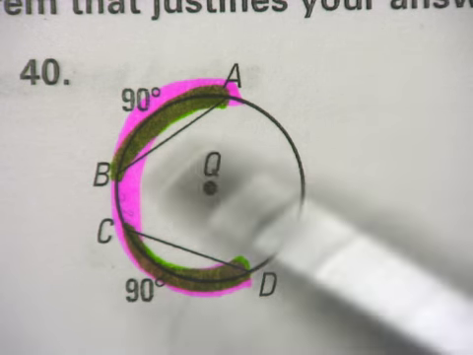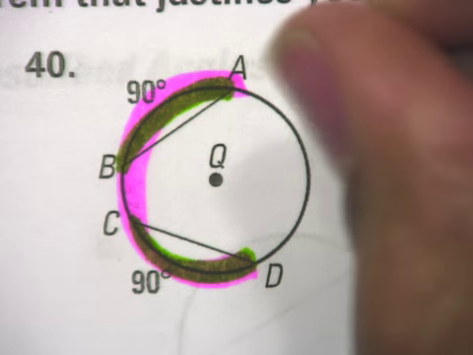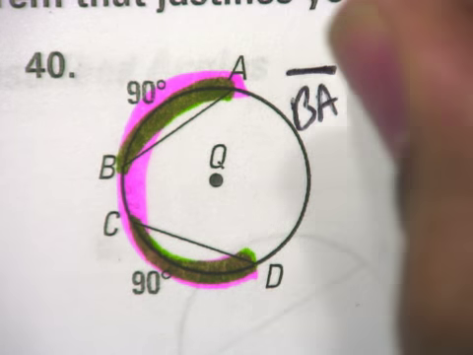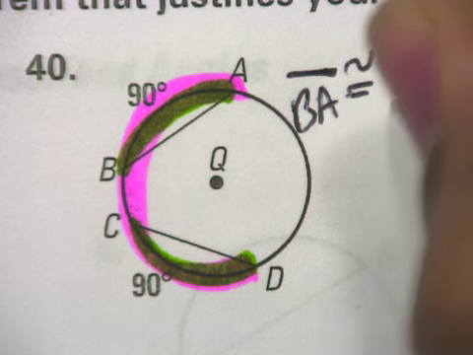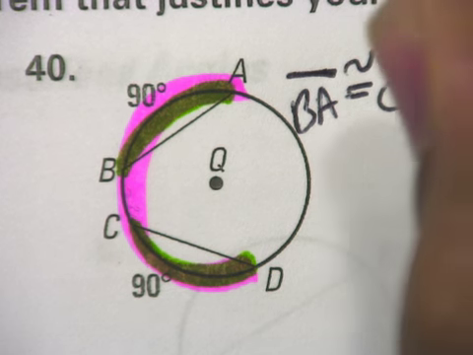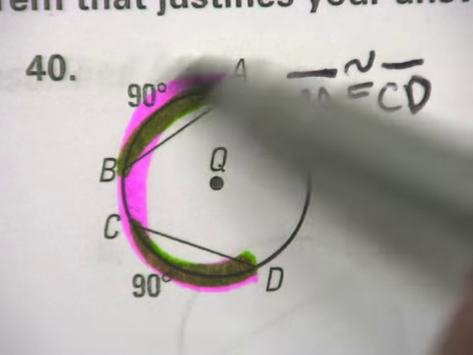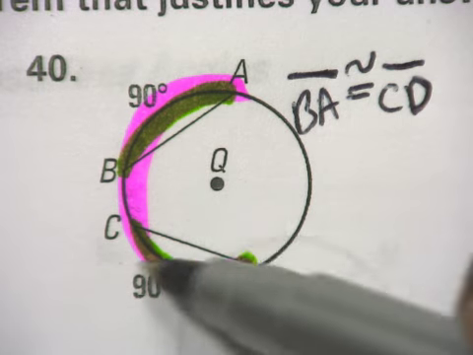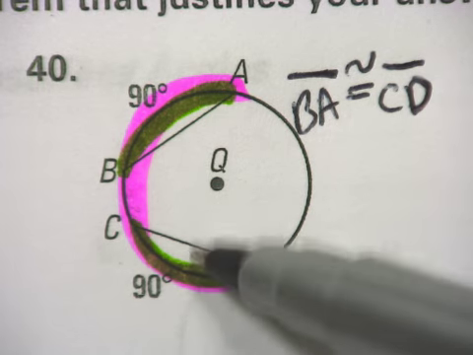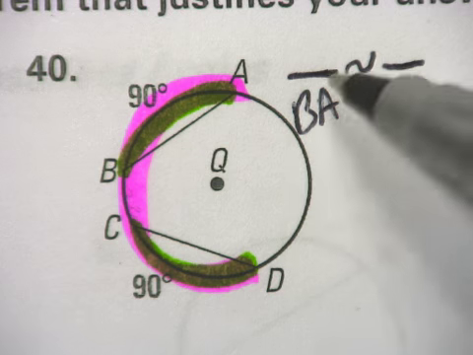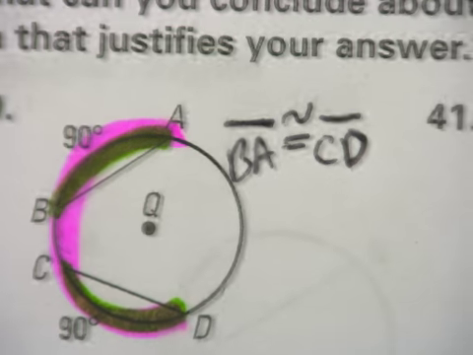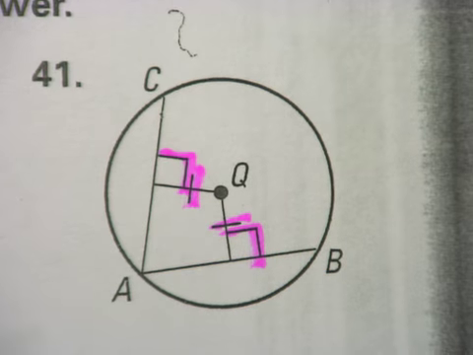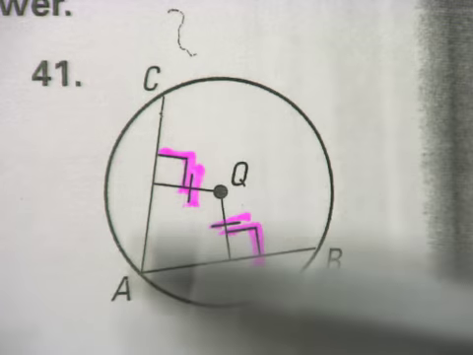And they're asking me, what can I conclude about the picture? Well, first I know that arc BA and arc CD are congruent minor arcs. And since they are congruent minor arcs, well then I know that chord BA is congruent to chord CD. Because if this arc is 90 degrees and this arc is 90 degrees, well then the chords that they create are also going to be congruent.